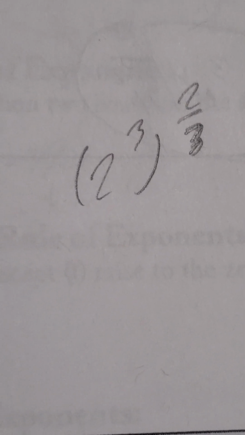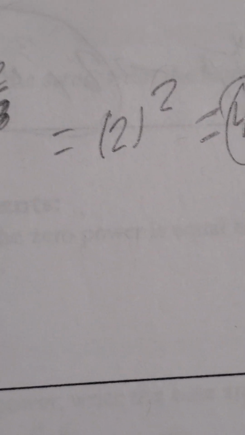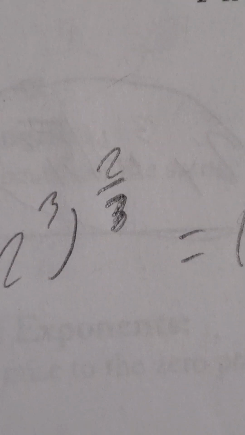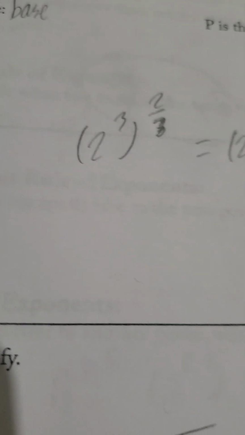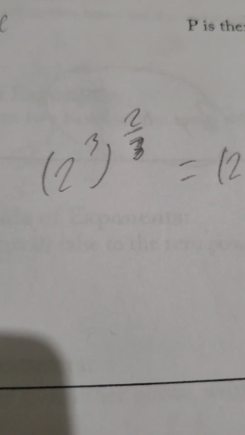2 cubed to the 2 over 3 power is just 2 squared. Okay, this is actually a really bad example. So we have 8 to the 2/3 power. Rather than doing the entire thing by going a third root of 8 squared, that's too much work. Why would you want to do more work? You're not stupid, right? Right. Okay. We know that 8 is 2 cubed.